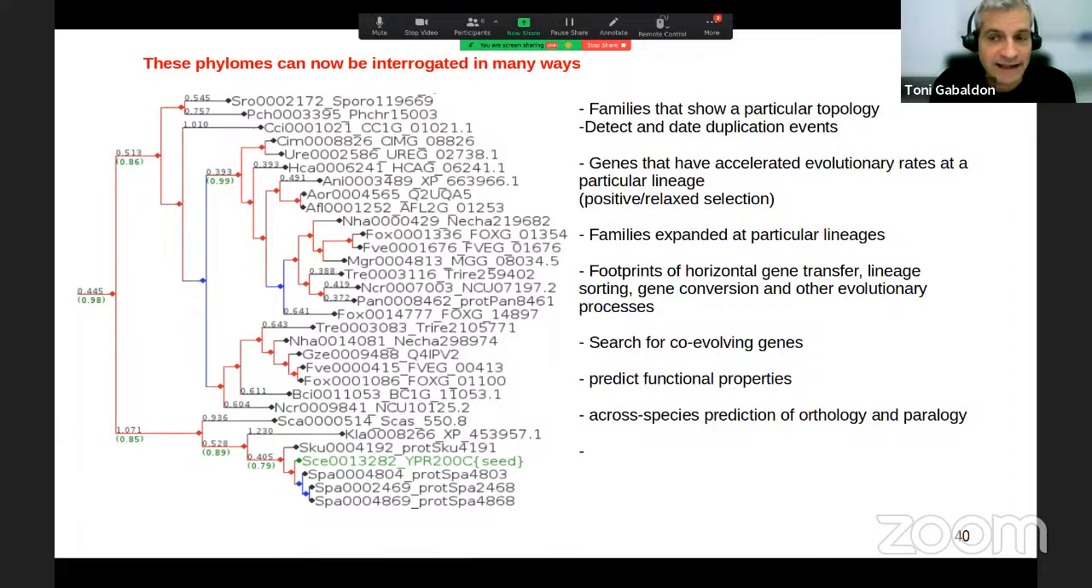You can detect and date duplication events. You can look for genes that have accelerated evolutionary rates in a particular lineage. You can find positive or relaxed selection. You can look for families expanded in a specific lineage.